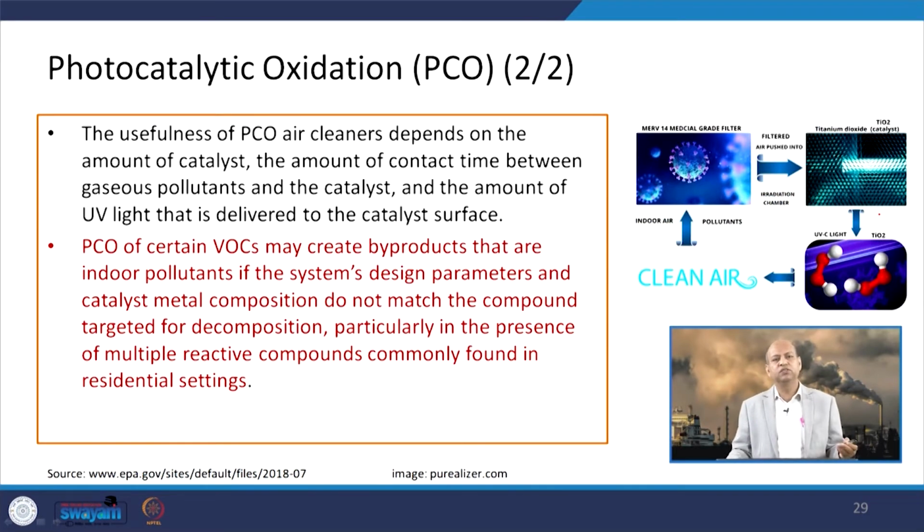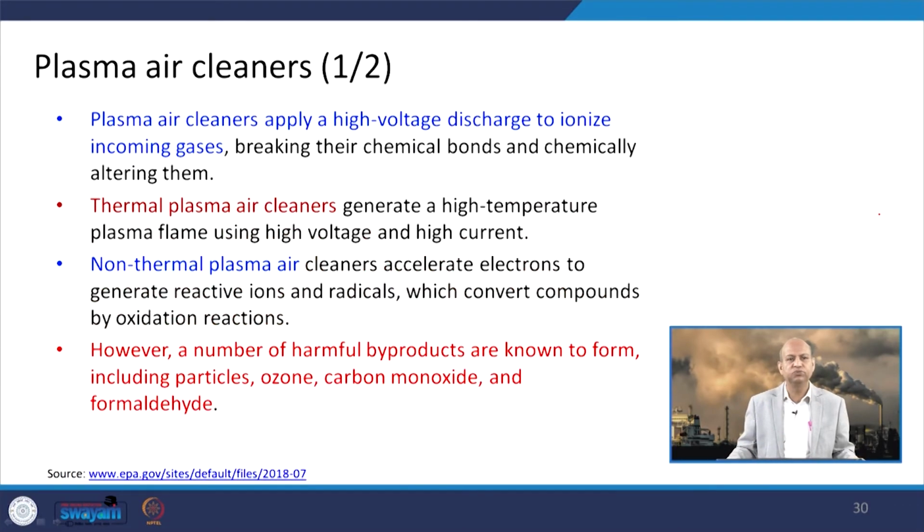Further, in this PCO technique, the usefulness of these PCO air cleaners depends upon the amount of the catalyst, the contact time between gaseous pollutants and the catalyst, and the amount of UV light delivered to the catalyst surface. All these factors influence the efficacy of the PCO devices. The PCO of certain VOCs, like volatile organic compounds or hydrocarbons, may create byproducts which are indoor air pollutants in themselves. So, if the system design parameters are not good, rather than removing pollutants, it can generate other pollutants. We have to be very careful in handling PCO related techniques. It should clean rather than add pollutants, so these side effects we should be careful about.